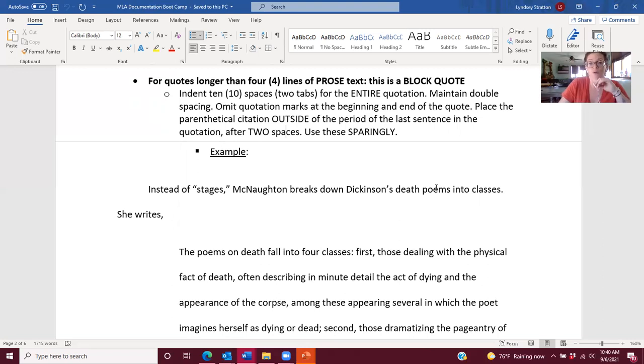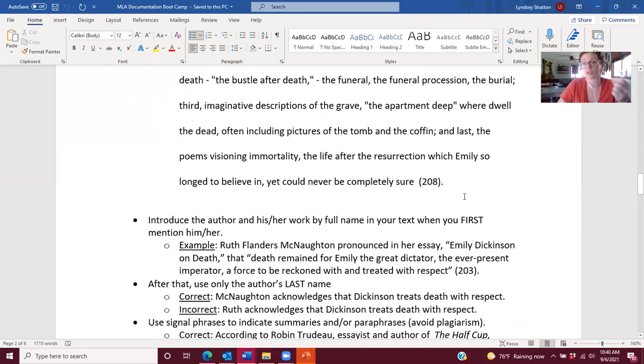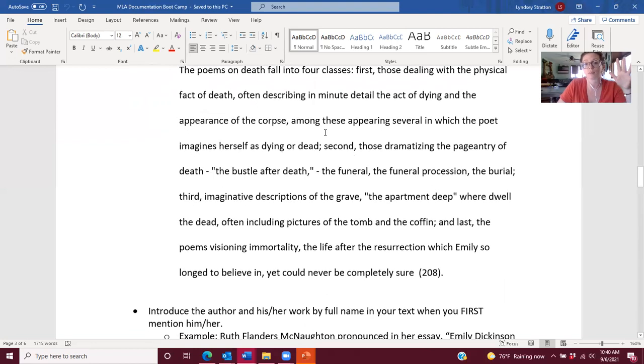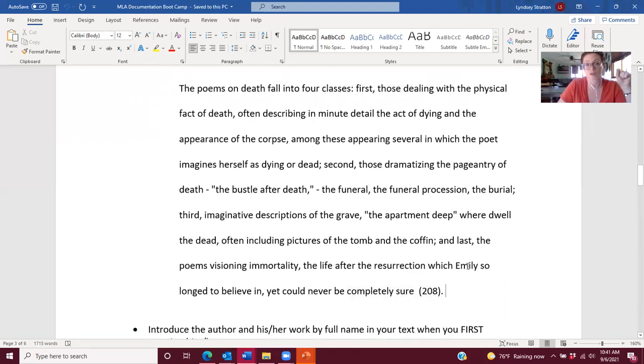So obviously I didn't put the full example here. I just gave you a small example. Right here is the beginning of a paragraph, which is why it's indented once. Instead of stages, McNaughton breaks down Dickinson's death poems into classes. She writes, and then this starts my quote, the poems on death fall into 4 classes, blah, blah, blah, blah, and then here is my parenthetical citation.